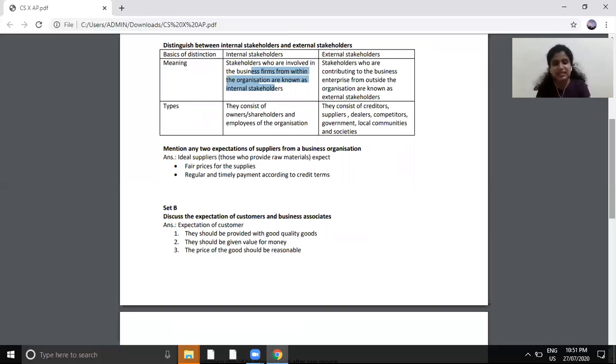For example, in this case, you will write the 2 expectations of suppliers from a business organization are, and then write 2 points or 2 expectations that's given in your textbook. Number them, or you can create bullet points. Since it is for 2 marks, you will write only 2 explanations, and that's it. You've earned your 2 marks.